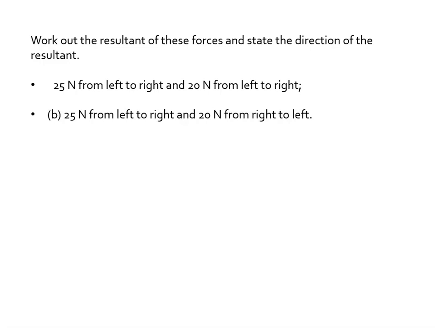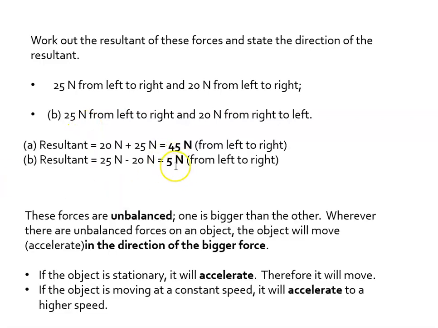Okay, so let's take a look at a problem here, work out the resultant forces, and state the direction. Here we have 25 going from left to right, and here we have 20 also going from left to right. So they're going in the same direction. So I'm going to say 25 plus 20 is 45 from left to right. Here we have 25 going from left to right again. Here, however, we have 20 coming from the right to the left. So this one is the greater number. So I'm going to say that the answer is 5 from left to right. So that is all correct.